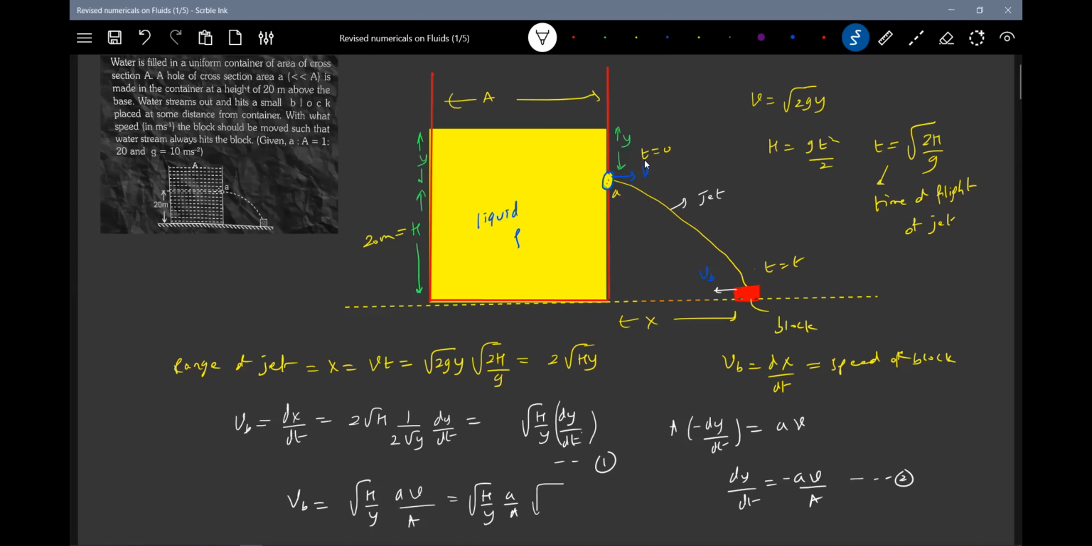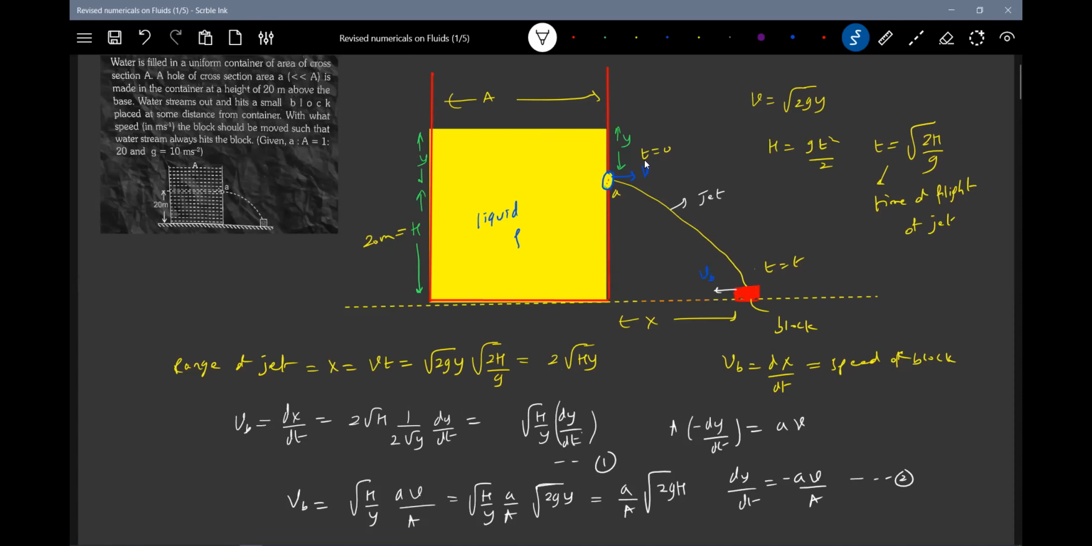Now what is the velocity of efflux? It is root 2gy, so that y gets cancelled. Finally, we end up with only the terms like small a by capital A, and root 2gh. You have to move with this much speed. Simple analysis.